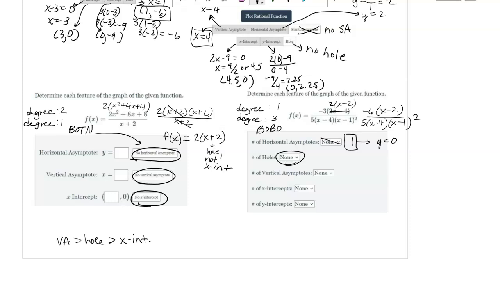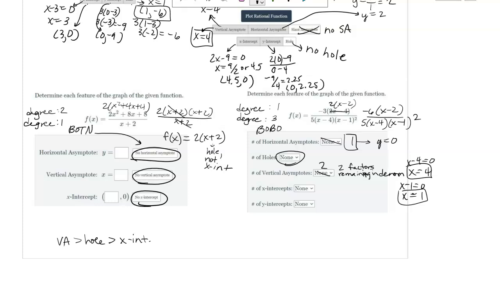Vertical asymptotes, however, I see 2 factors remaining on bottom, remaining in the denominator. So I need to solve both of those for x. One of them is going to be x equals 4, and this one's going to be 1. I have 2 unique vertical asymptotes, so I'm going to put 2.